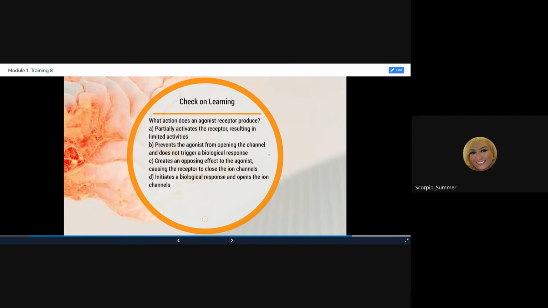What action does an agonist receptor produce? A, partially activates the receptor, resulting in limited activities. B, prevents the agonist from opening the channel and does not trigger a biological response. C, creates an opposing effect to the agonist, causing the receptor to close the ion channels. Or D, initiates a biological response and opens the ion channels.